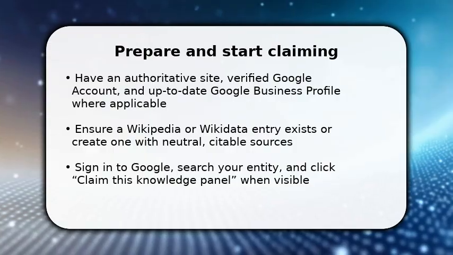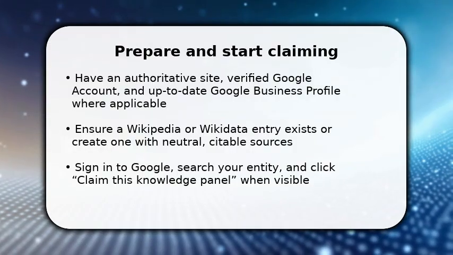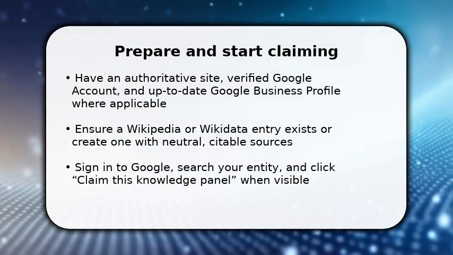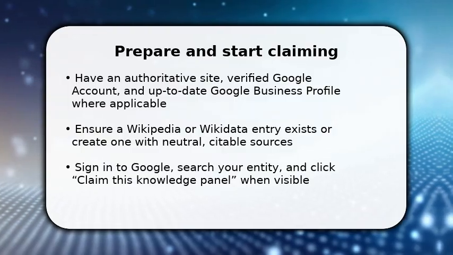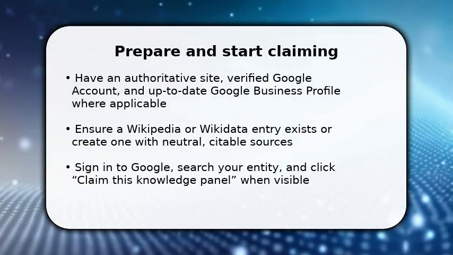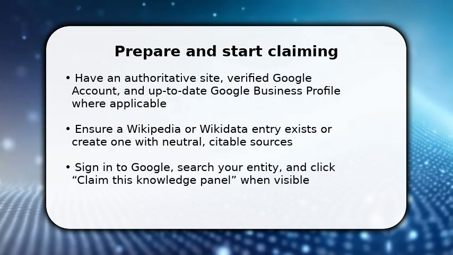You begin by gathering authority signals: an official website, active social profiles, and verified Google login access. Once done, confirm a neutral third-party reference like Wikipedia or Wikidata exists. These few sources are why Google trusts your identity.